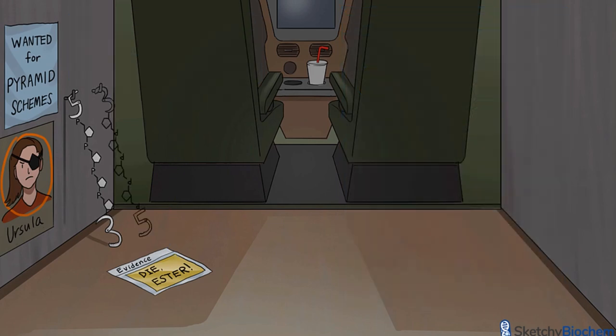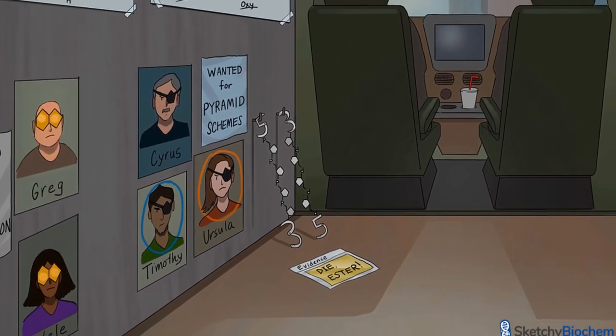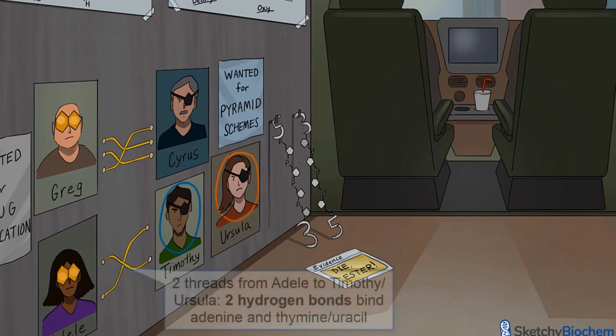You'll see another pair of handcuffs, but this time it's oriented in the opposite direction from the first pair. DNA strands are anti-parallel to each other, just like these handcuffs. Remember that 2 DNA strands form a double helix. The phosphate and sugar groups make up the backbone, and hydrogen bonds hold the bases together. In DNA, 2 hydrogen bonds bind adenine and thymine, and in RNA, 2 hydrogen bonds bind adenine and uracil.